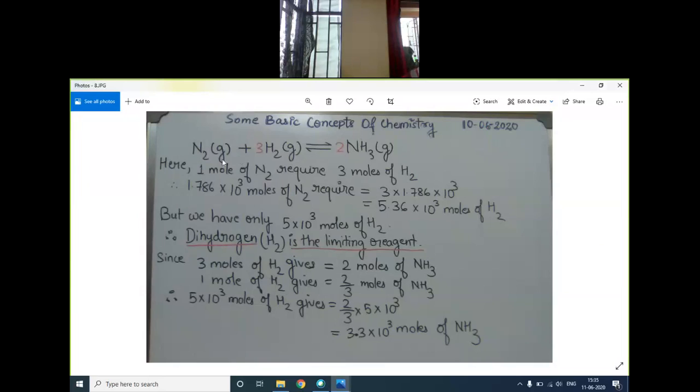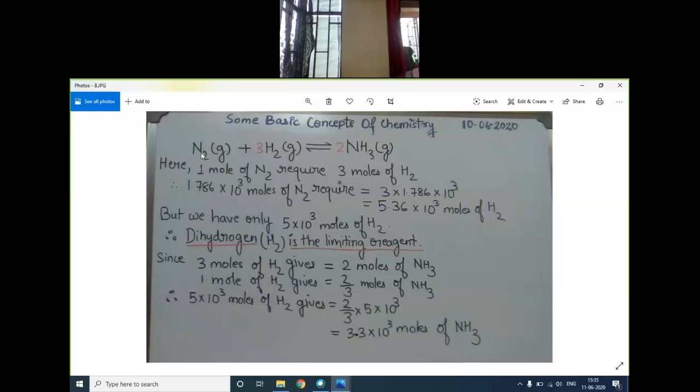Now here I am writing this equation again to make it easy to understand. In the balanced chemical reaction, you can see 1 mole of nitrogen is reacting with 3 moles of hydrogen to give 2 moles of ammonia. We know how to make a statement of a chemical reaction. We have already learned that. So here we can say 1 mole of nitrogen reacting with 3 moles of hydrogen to produce 2 moles of ammonia. So I am writing this only, 1 mole of nitrogen requires 3 moles of H2.